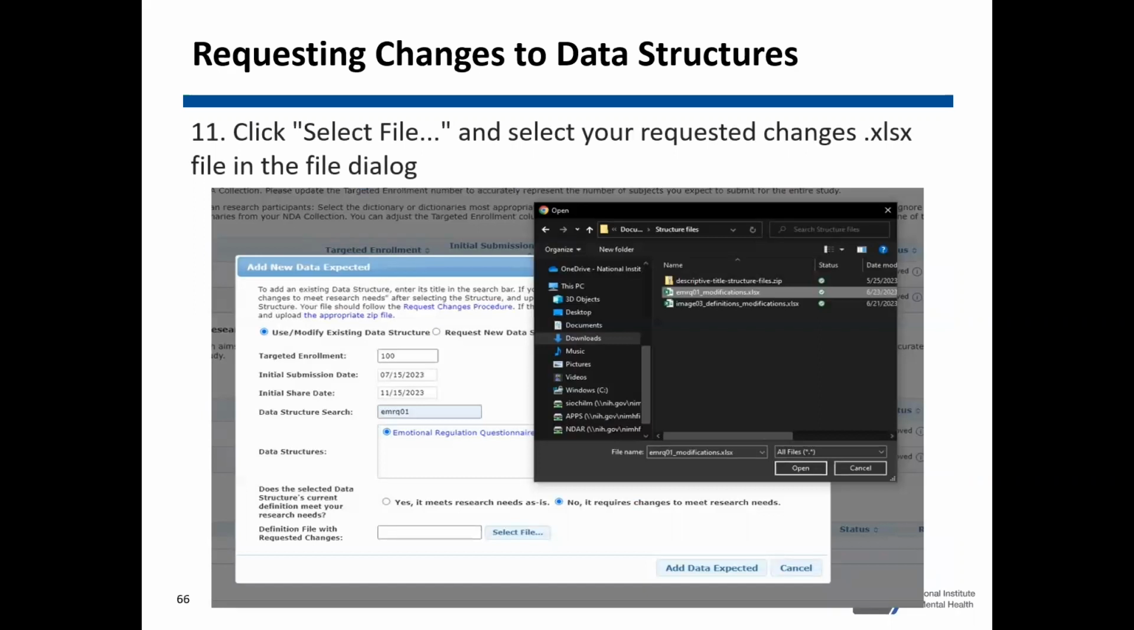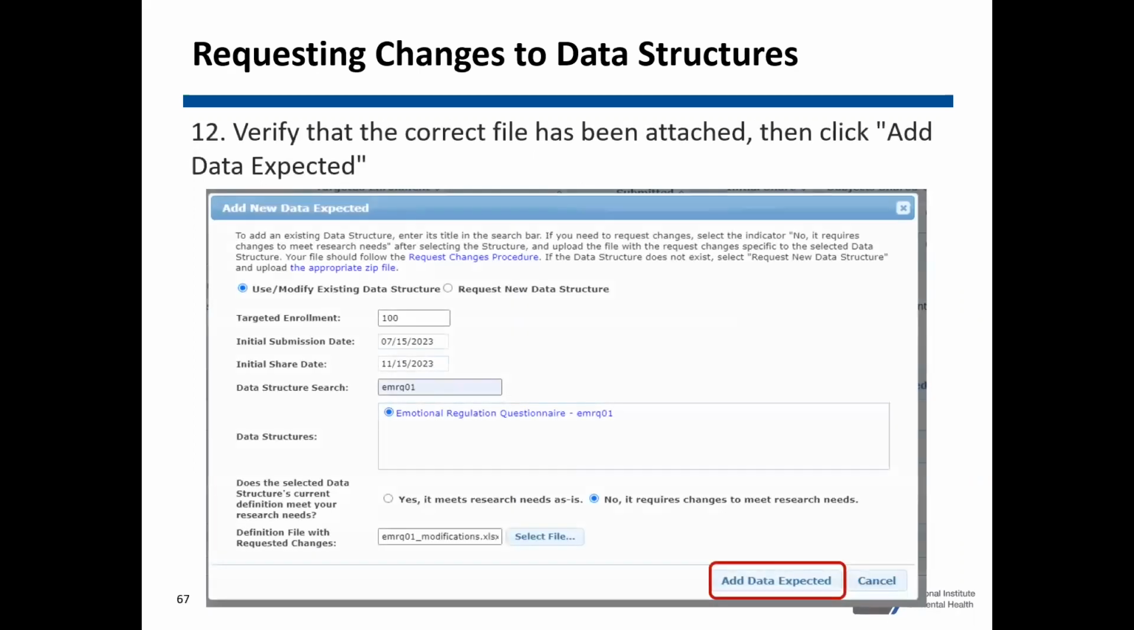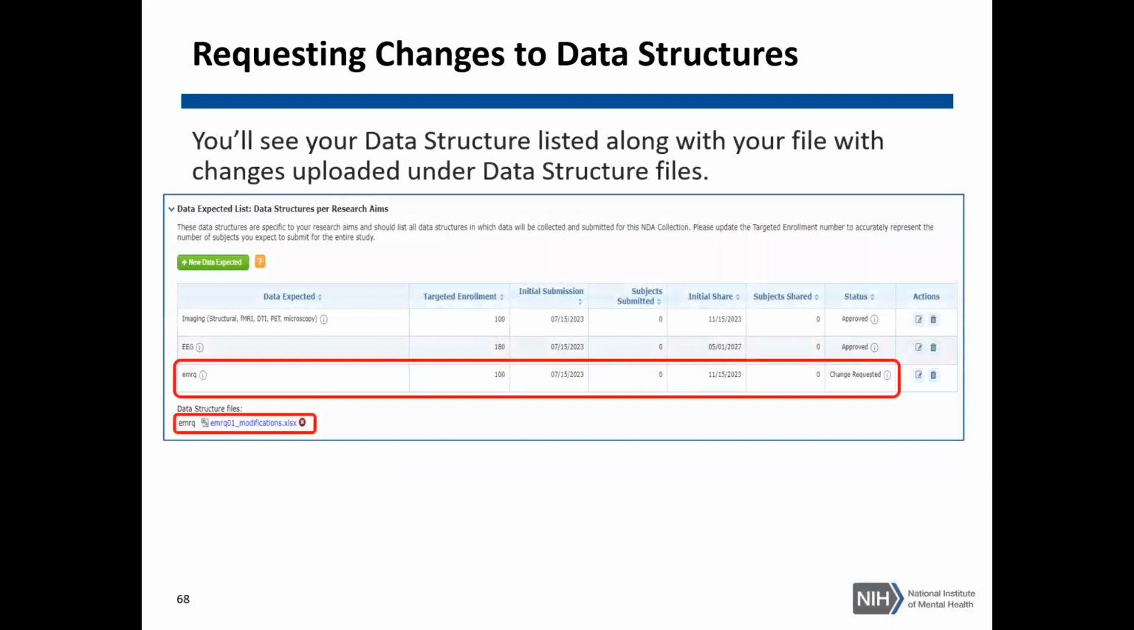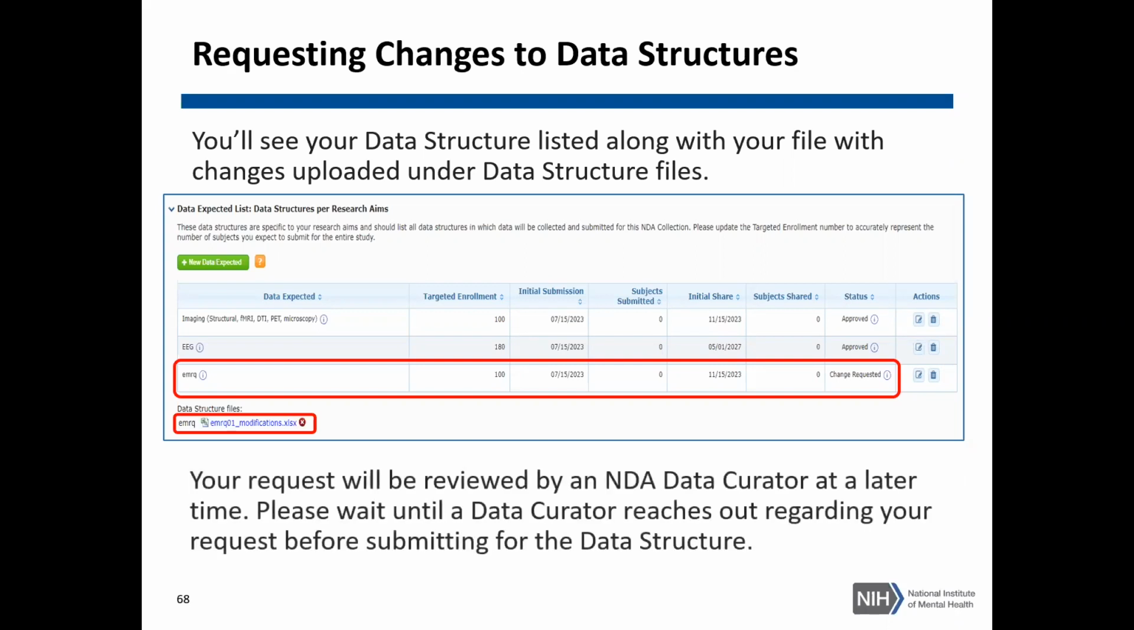So from here, you can click Select File, and then select your requested changes Excel file that you just worked on. And once you've verified that the correct file is attached and everything else is good, click Add Data Expected. And now you'll be able to see your existing structure in your data expected list, along with that requested changes file. And from here, your request will be reviewed by the NDA data curators, and you'll need to wait to submit data to that structure until a data curator confirms your requests have been implemented.